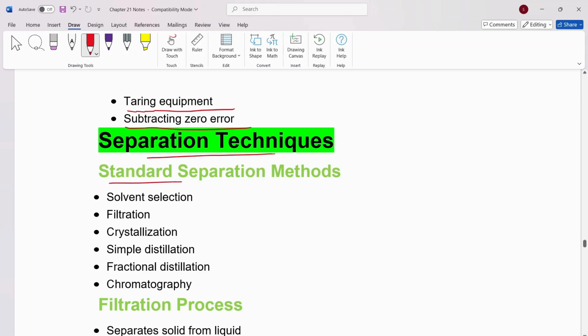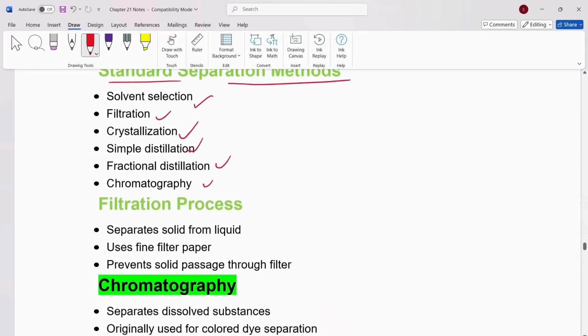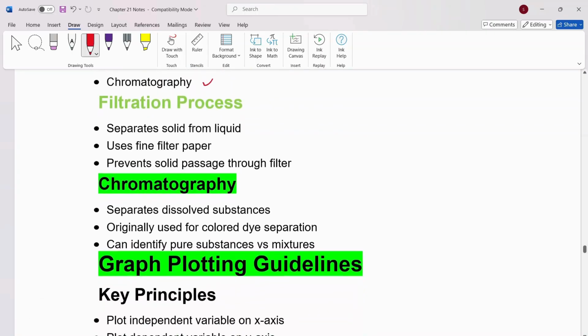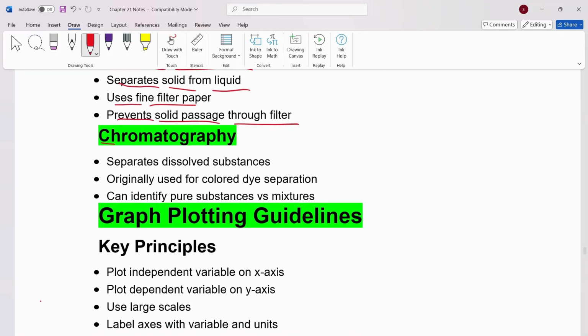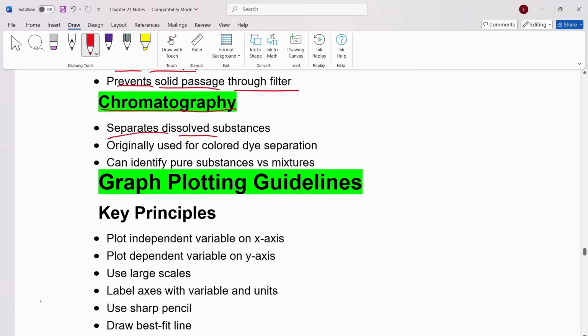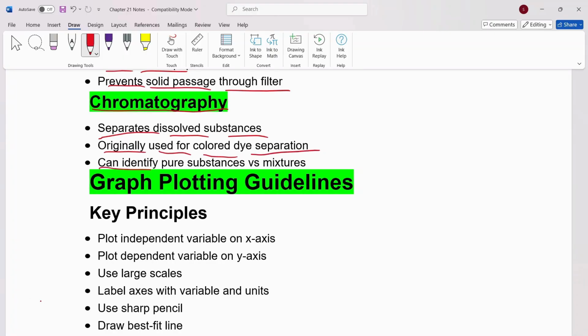Some separation techniques. Standard separation methods used: solvent selection, filtration, crystallization, simple distillation, fractional distillation, and chromatography. Learn all the names and their characteristics as discussed above. Filtration process: it separates solid from liquid, uses fine filter paper, prevents solid passage through the filter. Then we have chromatography: separates dissolved substances, originally used for colored dye separation, can identify pure substances versus mixtures.